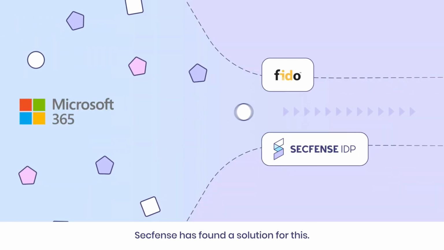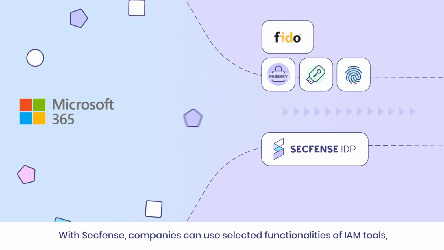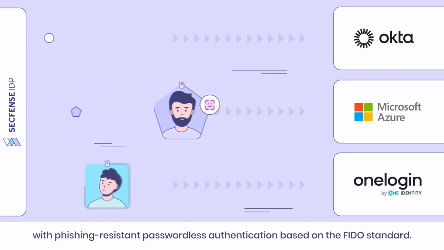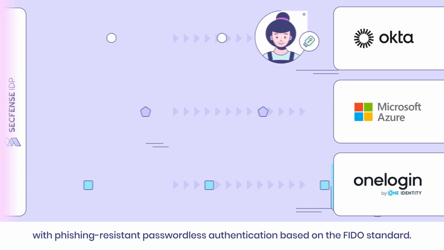Secfense has found a solution for this. With Secfense, companies can use selected functionalities of IAM tools, paying only for what they really use and protecting all users with phishing-resistant, passwordless authentication based on the FIDO standard.